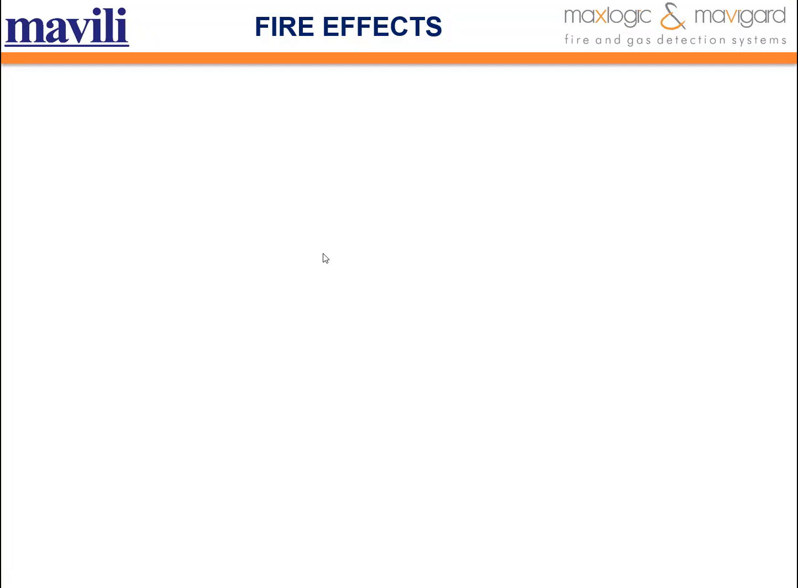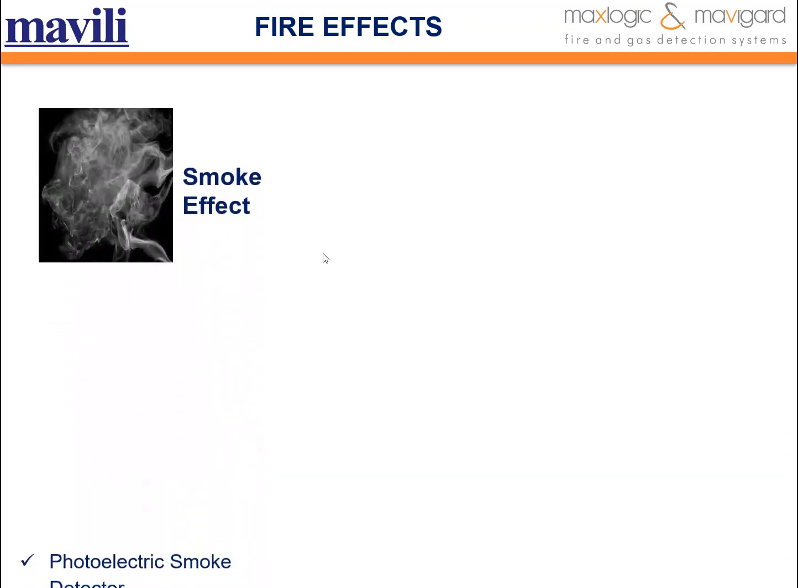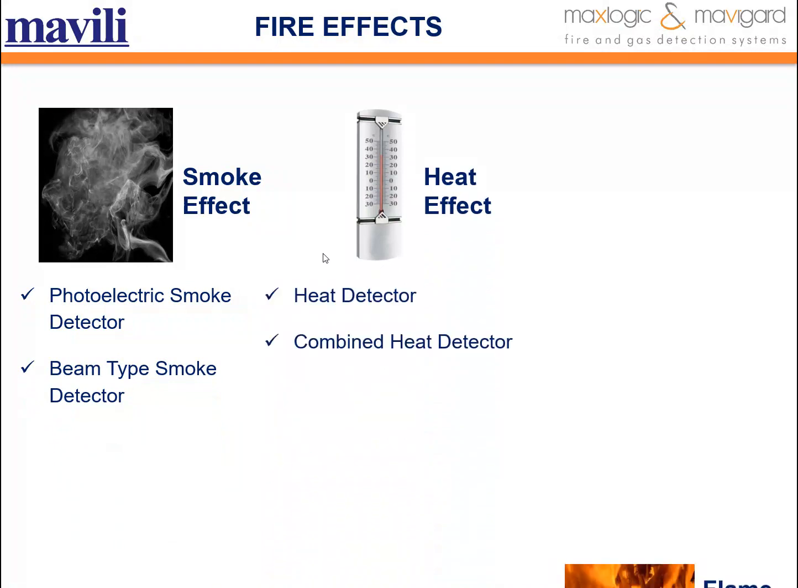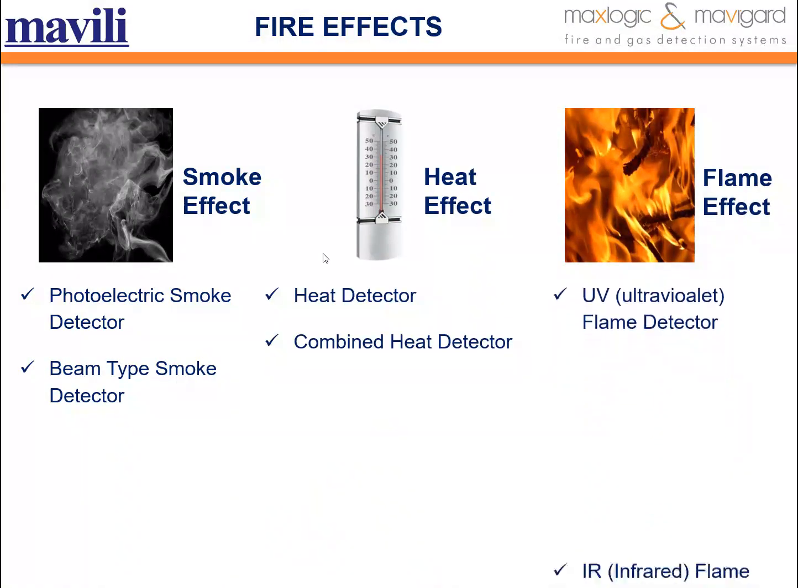Before going into information about sensor types, the effects of fire and issues to be considered in the sensor selection. These are the fire effects: smoke effect, heat effect, and flame effect. As a result of combustion, there occur consequences like smoke, heat, and flame. Detectors are produced with features that detect one or more of these effects together.